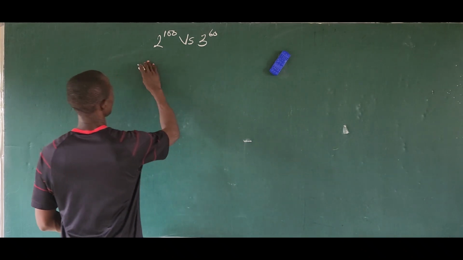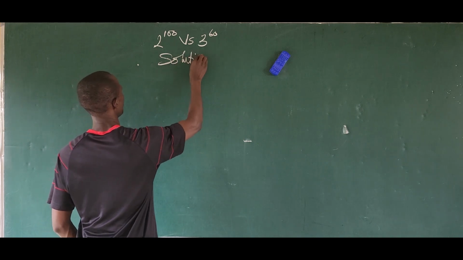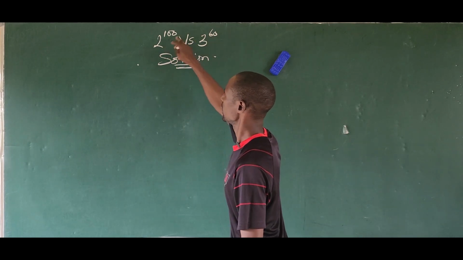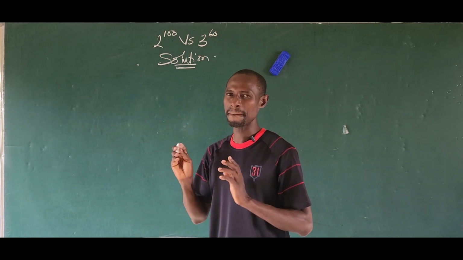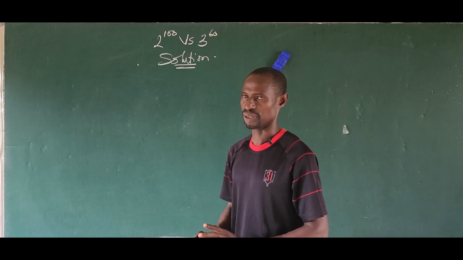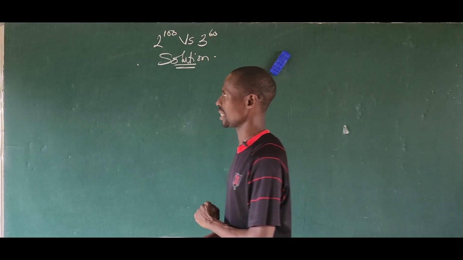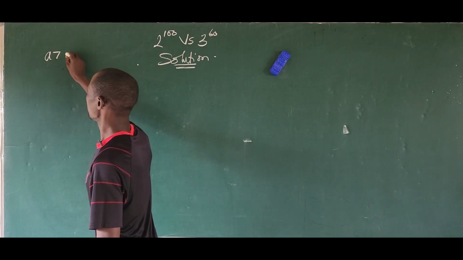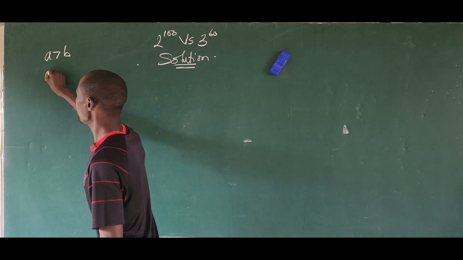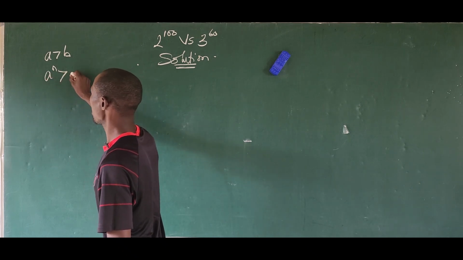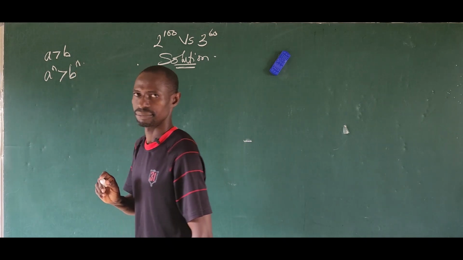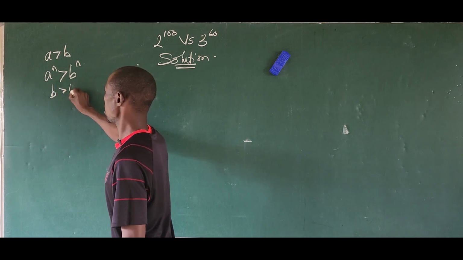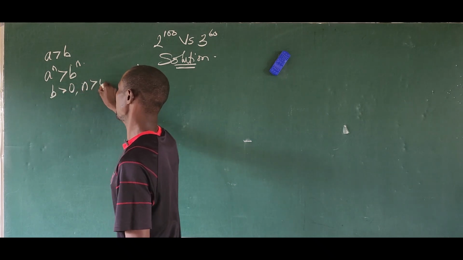So from here, we're going to take our solution. The first thing we're going to do is express these two powers to be of the same quantity. Is it possible to do that? Yes, it is possible, because we want to make use of the law which says that if A is greater than B, then A to the power of N will be greater than B to the power of N. This is a property, provided B is greater than 0, and N is also greater than 0.